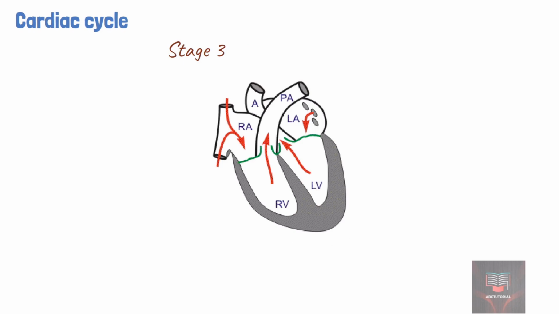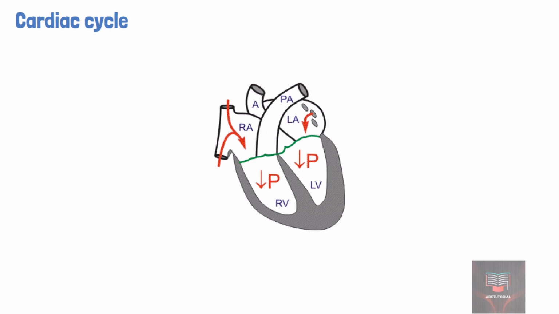After opening of the outflow valves, there is pumping of blood from the ventricles to the aorta and the pulmonary arteries, and this stage is known as the ventricular ejection stage. At the end of ventricular ejection, the aortic and pulmonary valves close, resulting in the second heart sound, S2. The ventricles then begin to relax in order to be filled with blood from the atria.